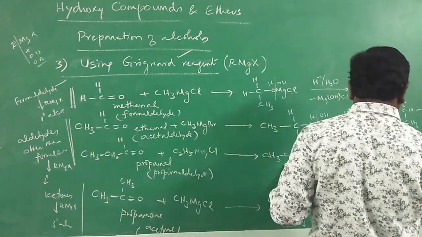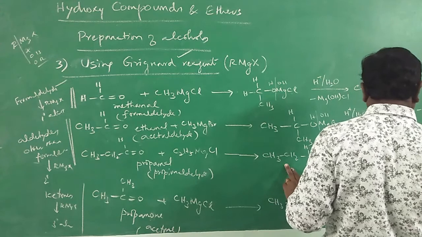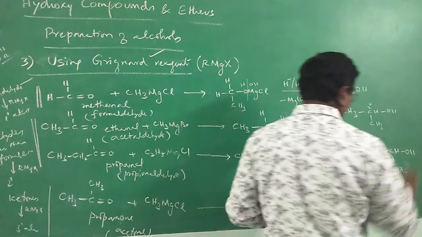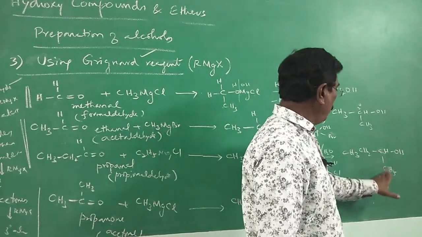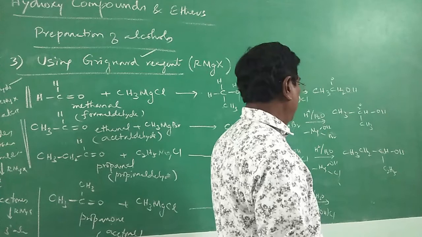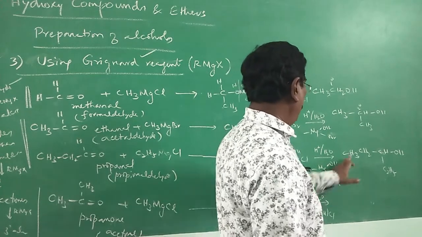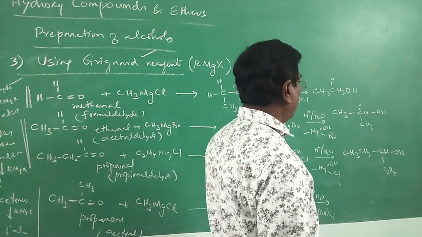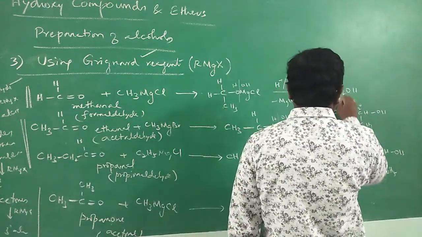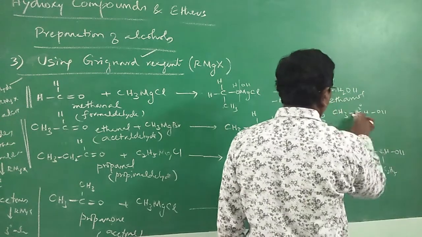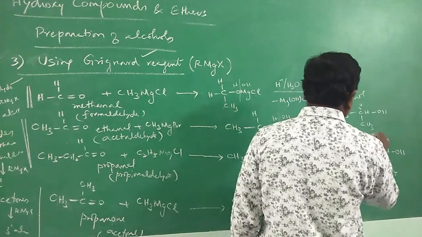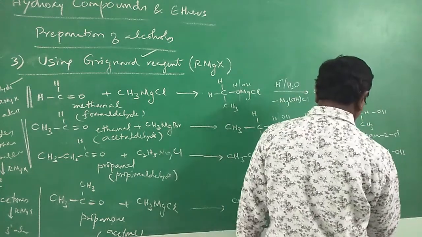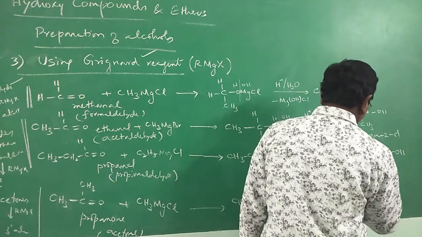CH3CH2, C, OH, CH2CH3, diethyl carbinol, or 3-pentanol. 1, 2, 3, 4, 5. Total 5 carbon atoms, and the third carbon atom has the OH. Therefore, pentan-3-ol. It is pentane, with the OH on the third carbon atom.